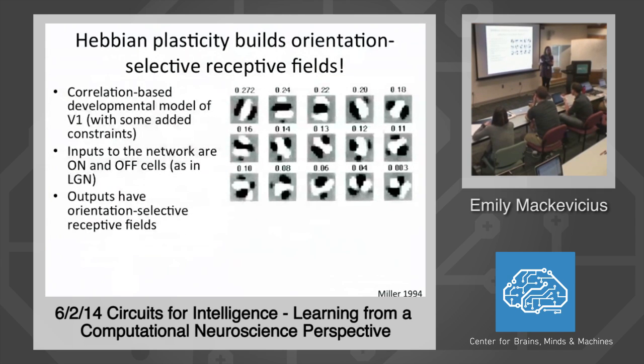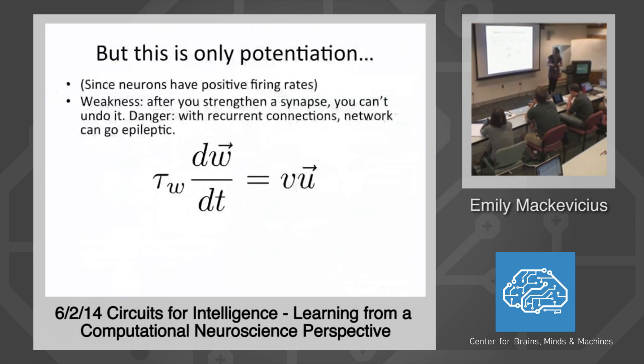But one thing that we're ignoring in this rule is that firing rates of neurons are always positive. You can't have a negative firing rate. And so after you strengthen a synapse in this rule, you can't undo it. That's bad, and it's also bad that if you have any recurrent connections, your network can start going epileptic. Everything is strengthened a ton, and it goes crazy. So what's a way to fix this?